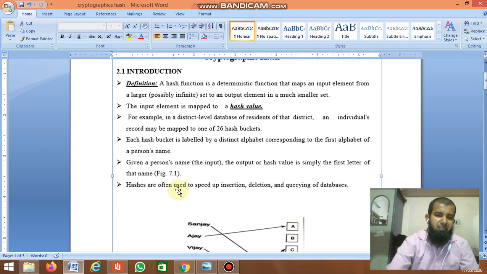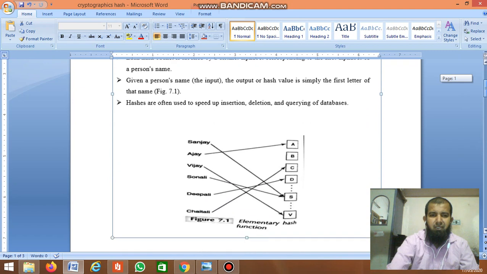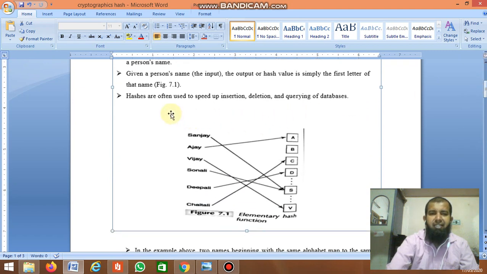Hashes are often used to speed up insertion. What are the uses of these hashes? It is used to speed up the insertion. Suppose you want to insert a new name, you can easily insert. Deletion, if you want to delete any name, you can delete. And querying of the database, if you want to select some particular data, you can easily do insertion, deletion and querying of the database.